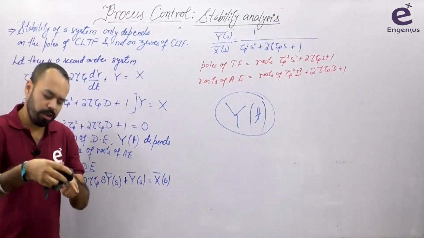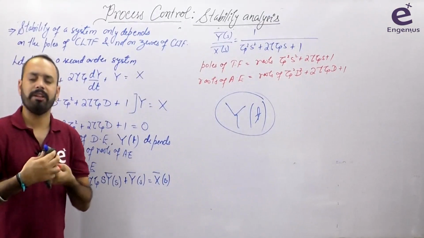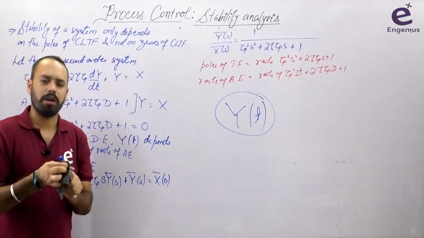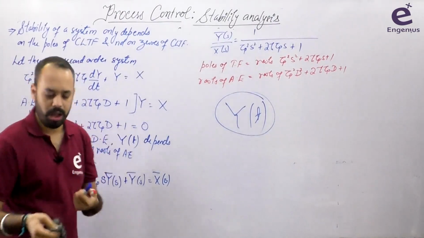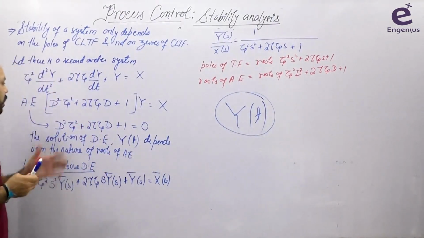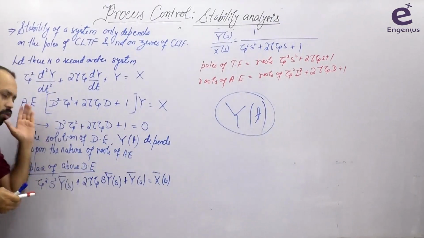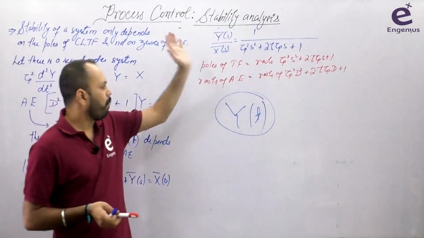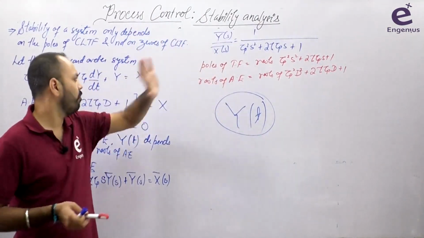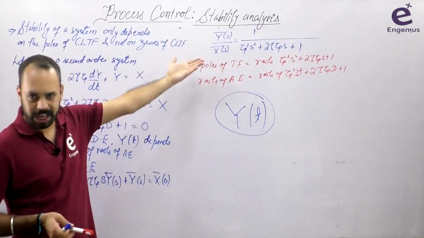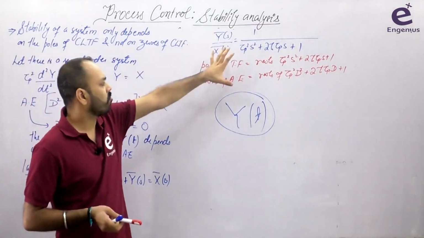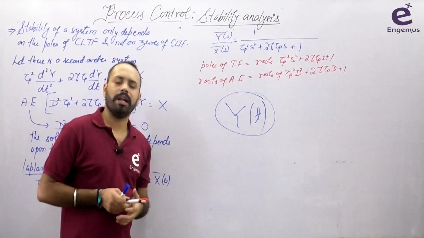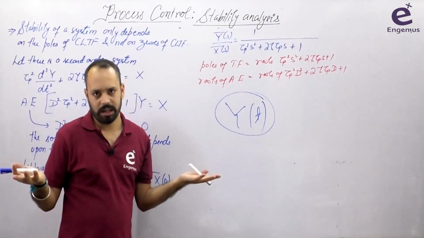So whatever method you use for finding the value of y(t), that doesn't matter, whether you go for Laplace or you go for differential. But in differential, when you are going to find y(t), you will find the roots of auxiliary equation, and then we have various methods. And in Laplace, if you want to check the stability, we will find the poles of transfer function. Please note that poles of transfer function and the roots of auxiliary equation are identical.